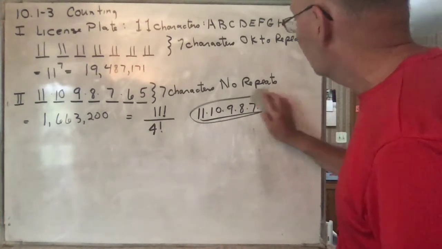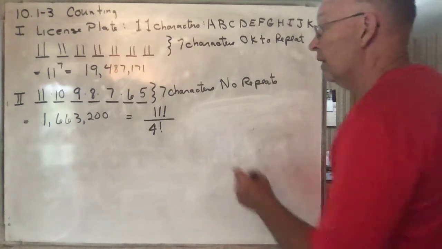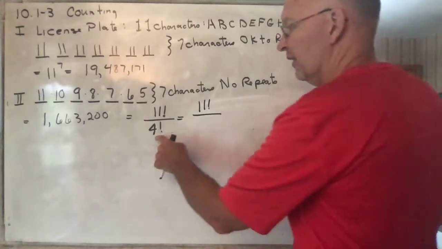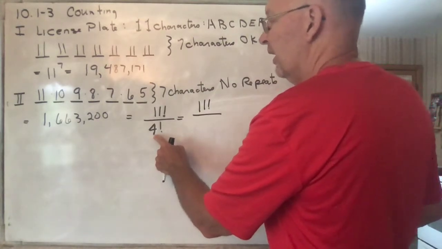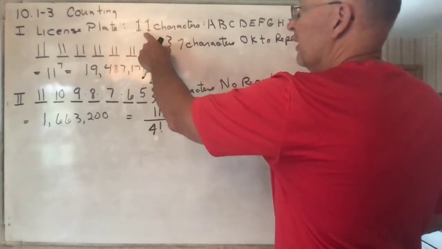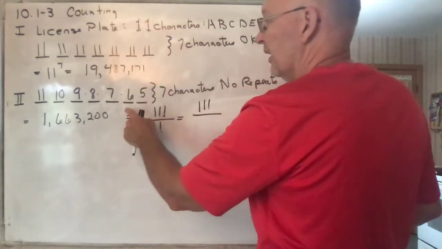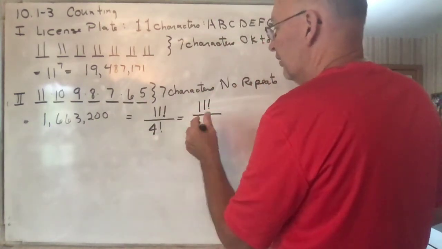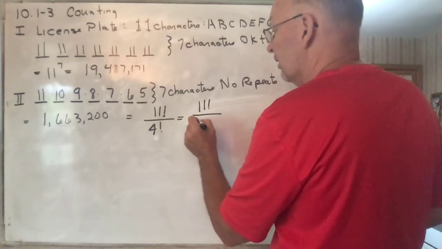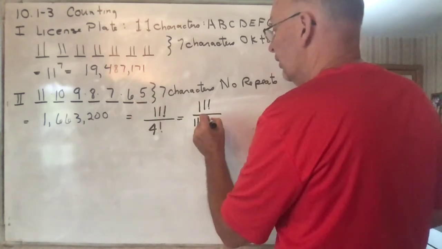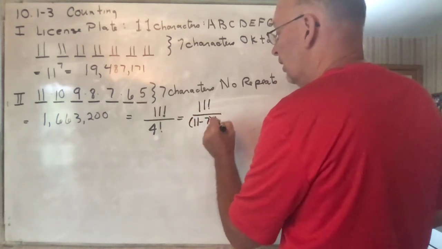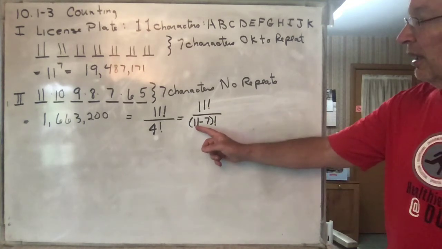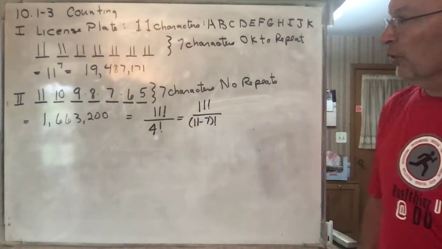So this thing right here, if I wanted to, I could write it like this. And now, if I want to make it look even a little more complicated, I could say this is 11 factorial divided by, what's the significance of 4? Why did I end up with 4 here? Notice it's because we have 11 characters to start with, and I had 7 blanks to fill. And so that's why we ended up with 4 down here. So this is 11 minus, how many blanks were there? 7 blanks to fill. 11 minus 7 factorial. Do you agree? 11 factorial on the top. 11 minus 7 is 4. There's your 4 factorial on the bottom.